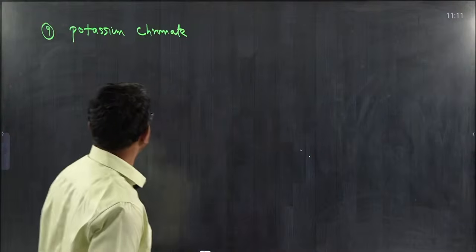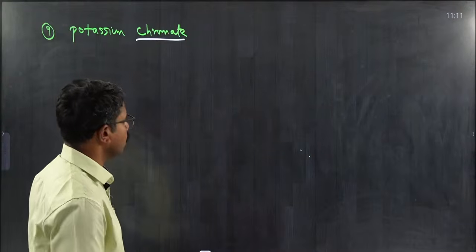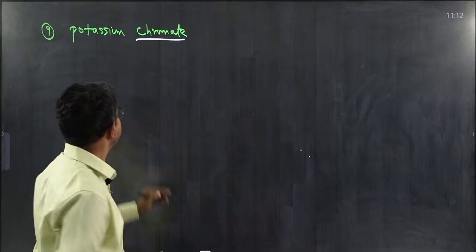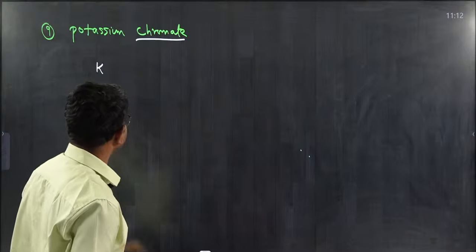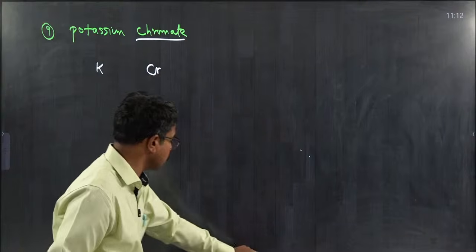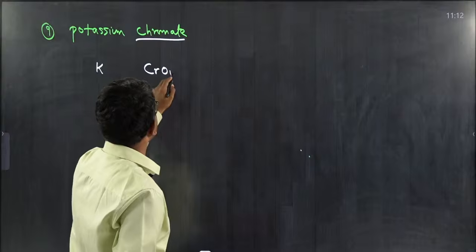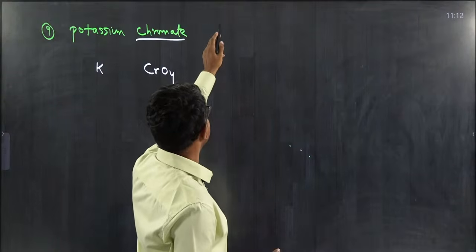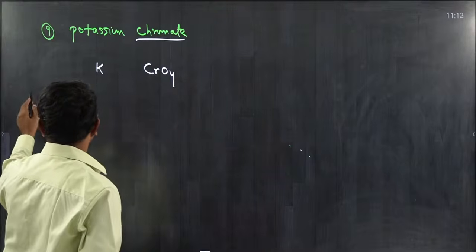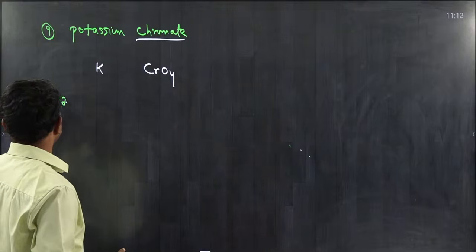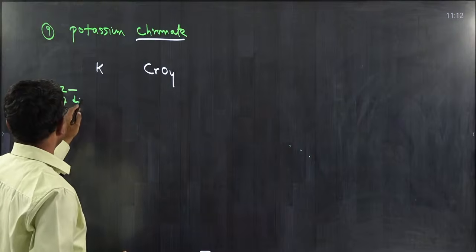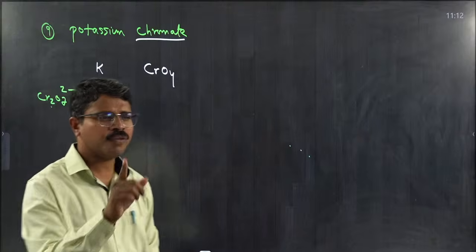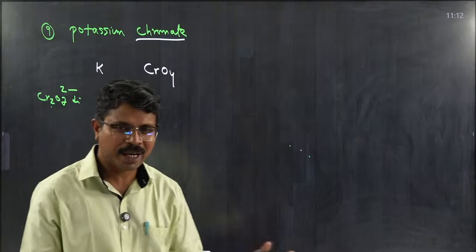So what is the formula for potassium chromate? The last compound is potassium dichromate. Now I have given potassium chromate. The symbol of potassium is as usual K, and the chromate symbol is CrO4. The dichromate symbol is Cr2O7. Don't confuse dichromate and chromate. Dichromate is Cr2O7 2 minus. This is di. It is very easy to remember. If two chromiums are present, it is dichromate, and if you find only one chromium, it is chromate. Very simple.